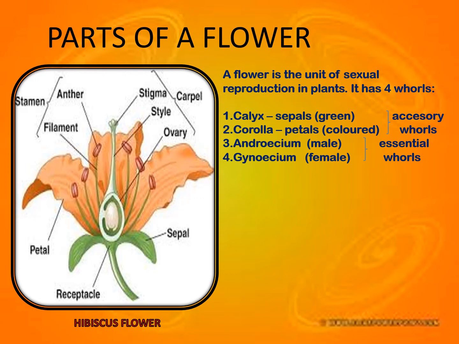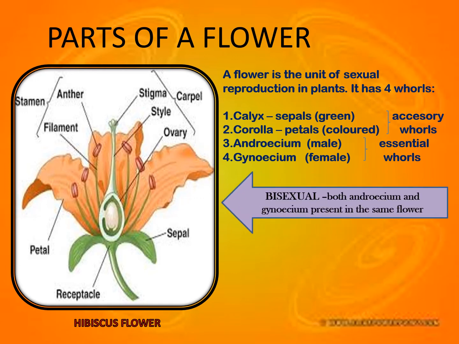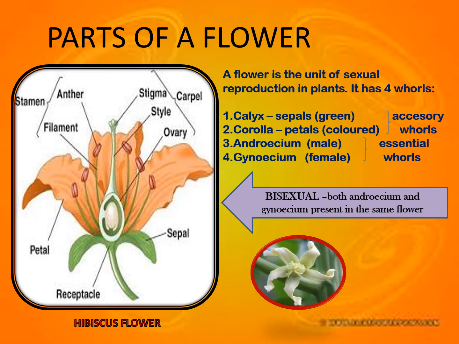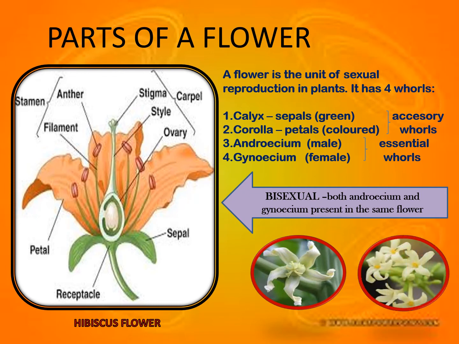A flower is called bisexual if both the whorls, that is the androecium and the gynoecium, are present in the same flower, and an example of this is the hibiscus. A flower is called unisexual if only one of the above mentioned 2 whorls is present in the flower. If only androecium is present, it is the male flower. If only gynoecium is present, it is the female flower, and the example of this is papaya.